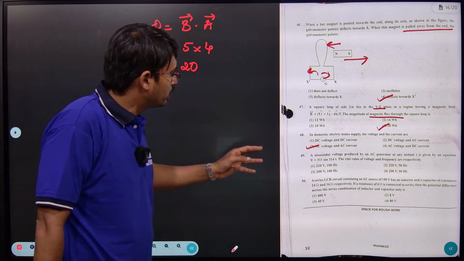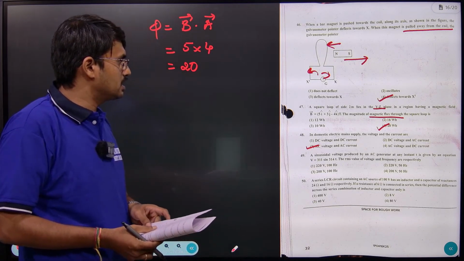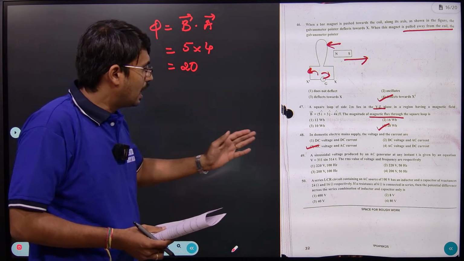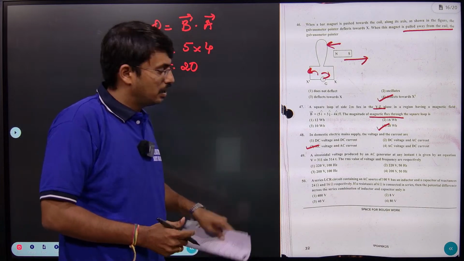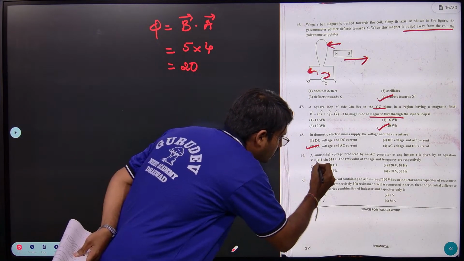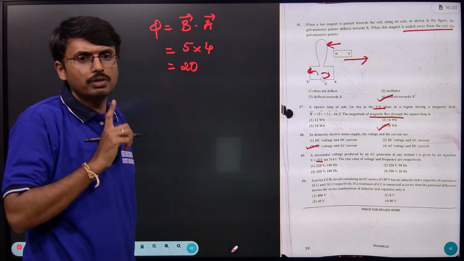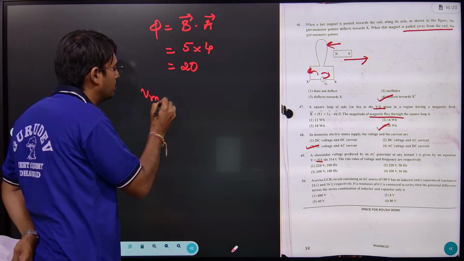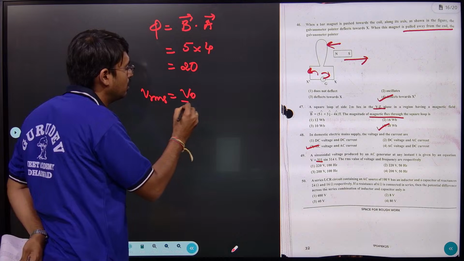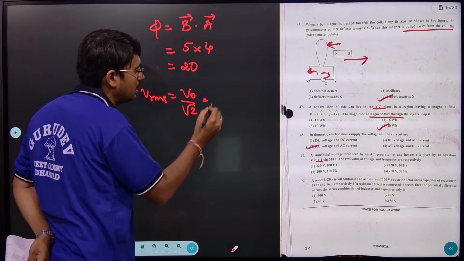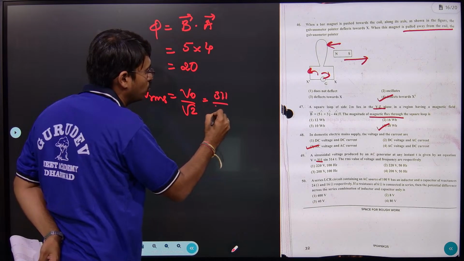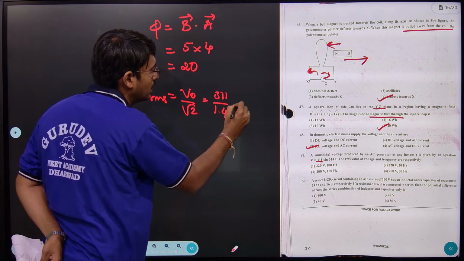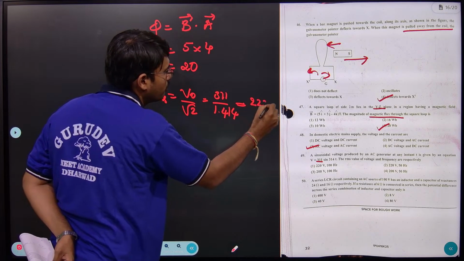A sinusoidal voltage produced by an AC generator at any instant is given by an equation. We need the RMS value of the voltage and the frequency. In this equation, what does 311 represent? 311 represents V0. What is the equation for VRMS? VRMS is V0 divided by root 2. So 311 divided by 1.414 is very near to 220.